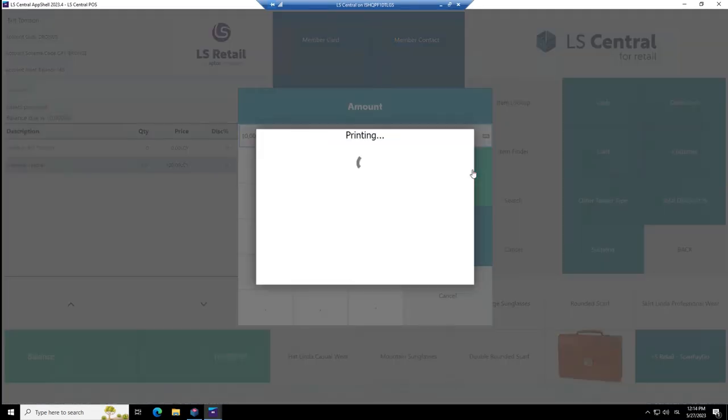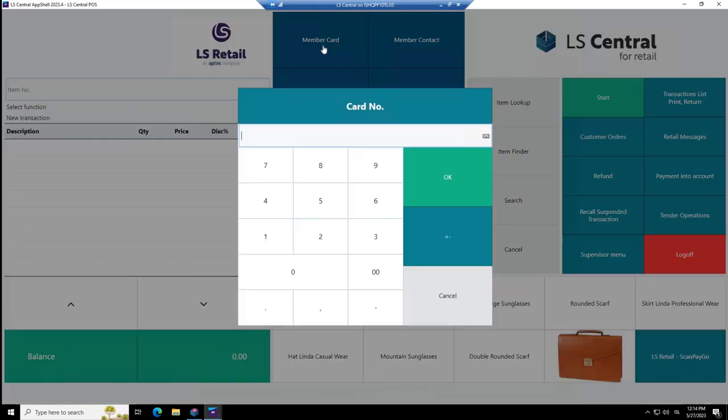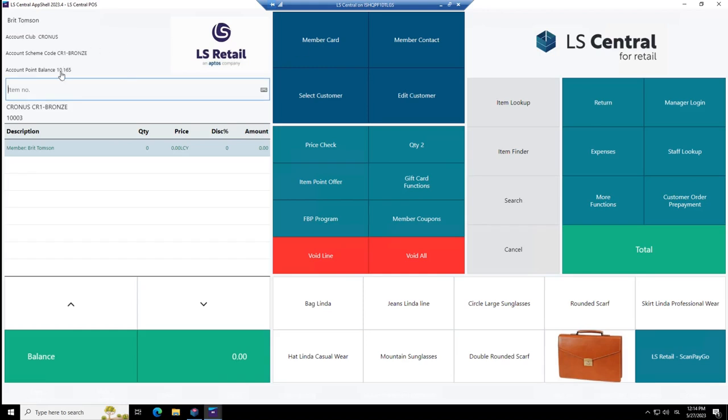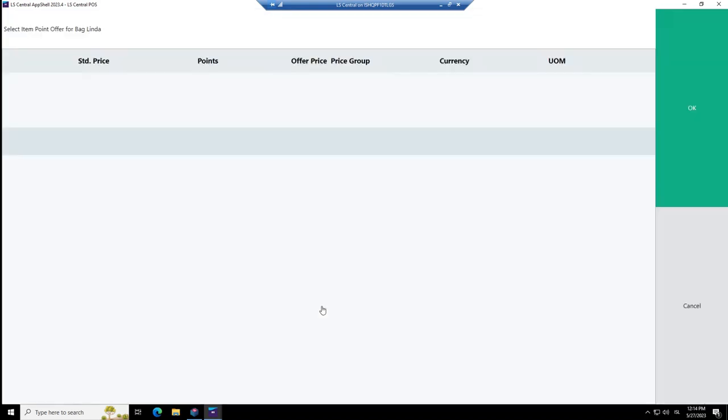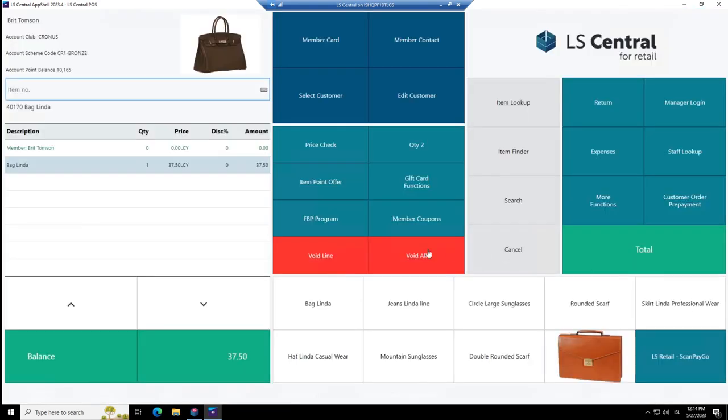We wanted to make sure that Britt has enough points to use for her buying. So let's put Britt into the sale again. And you see now she has 10,165 points. So that's enough to use. If she buys a bag Linda, then you see that she got the offer. Price is this, using 25 points, she will get an offer. But this time let's not do it, just do cancel. Because she's gonna buy her things today and pay with points.